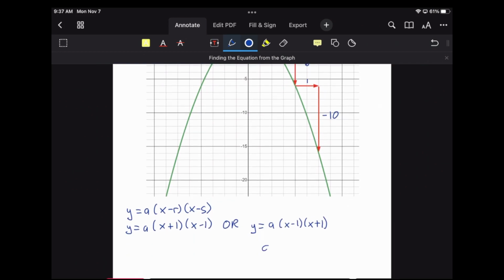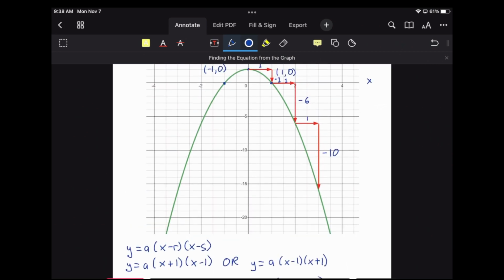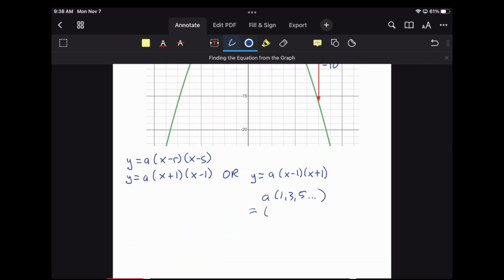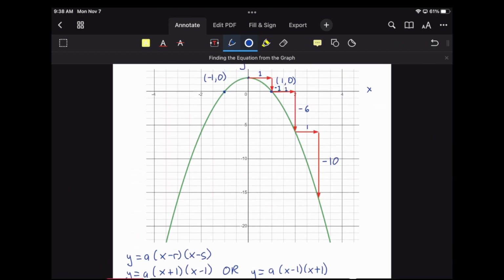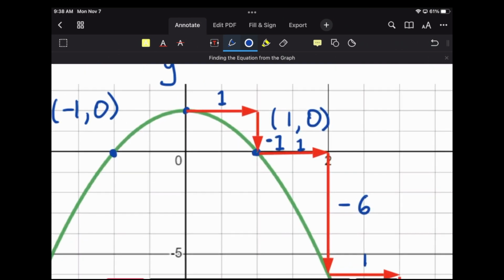Remember, it's always going to be a times 1, 3, 5, and so on. In our specific case, we found that our steps were negative 1, negative 6, and negative 10. And you might notice that we have a problem here, and this is why it's good to do more than one step for your calculation. I made a mistake here.